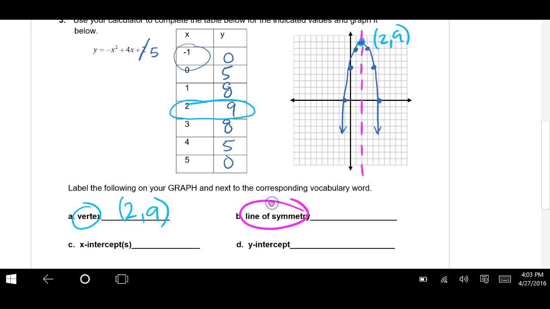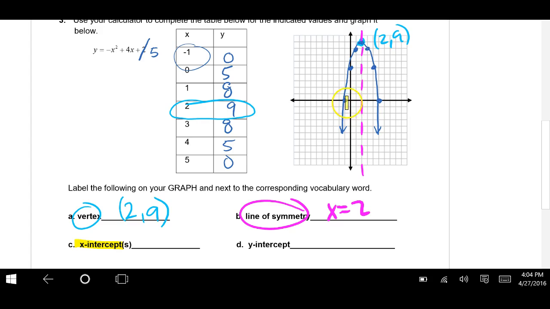And the line of symmetry is x equals that number that this line crosses on the x-axis. And here it crosses at 2. X equals 2. And if you remember, I can get that number 2 by looking at the vertex, the x value. The x value in the vertex tells us the line of symmetry. Okay, so now for the x-intercepts.